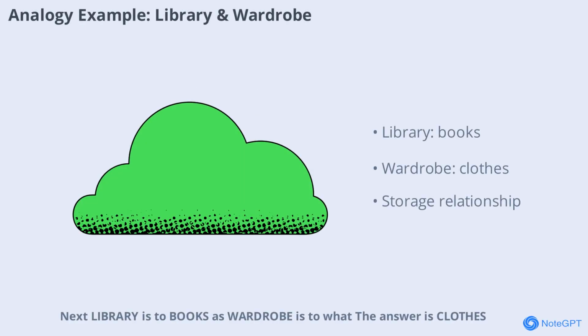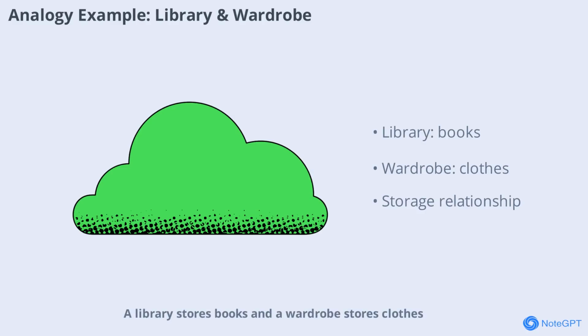Next, library is to books as wardrobe is to what? The answer is clothes. A library stores books and a wardrobe stores clothes. This analogy is about storage and what is stored. Identifying this relationship helps you answer such questions quickly.